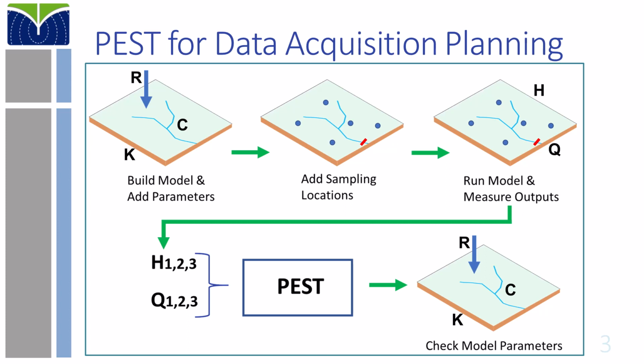If PEST struggles to give good estimates or reports large uncertainties, then you need to modify your field program. You may need to add wells or change their location or measure stream flow at one or more locations as part of your field program.